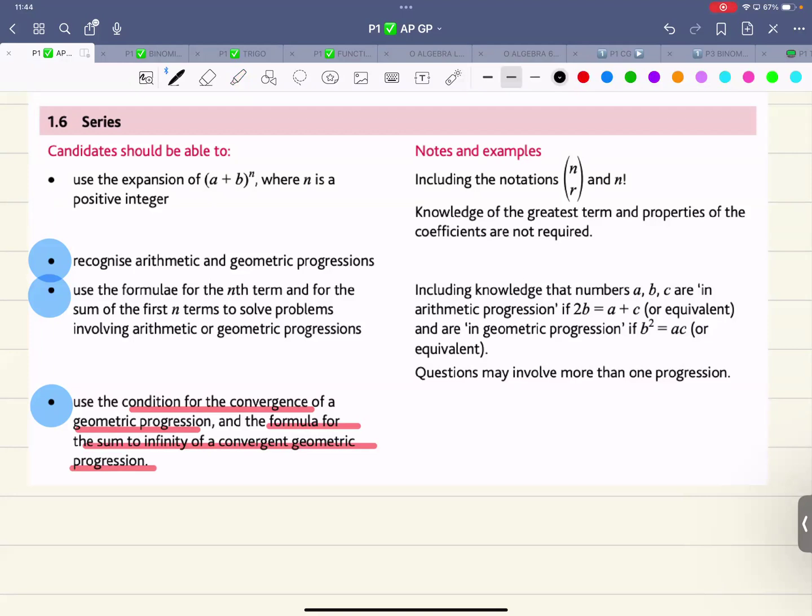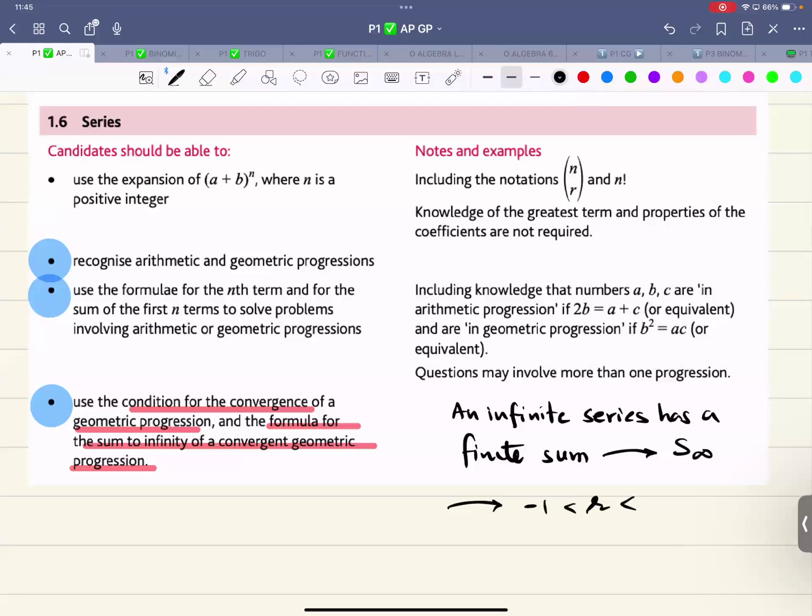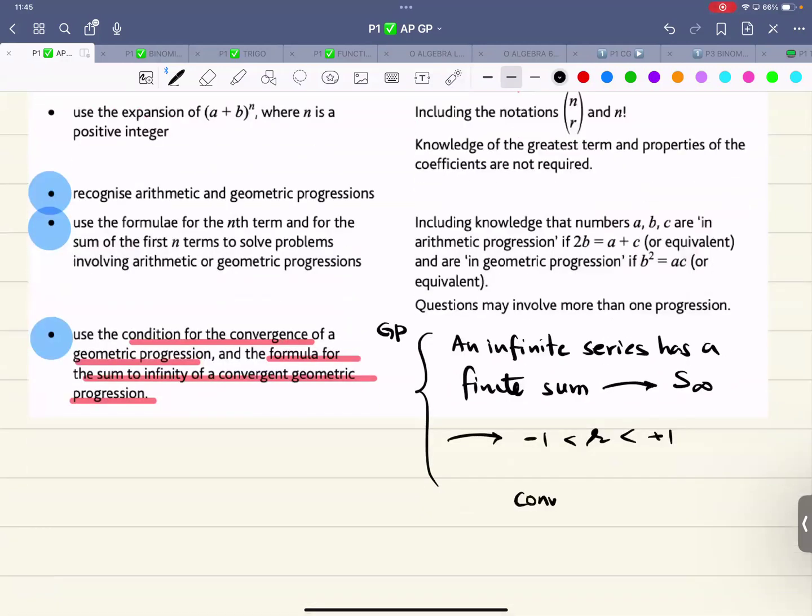When we say an infinite series has a finite sum, this means we talk about sum to infinity. And what is the condition? The condition is common ratio should lie between -1 and +1. Of course, we are talking about a GP, nothing to do with AP. The second thing, this is known as convergence.